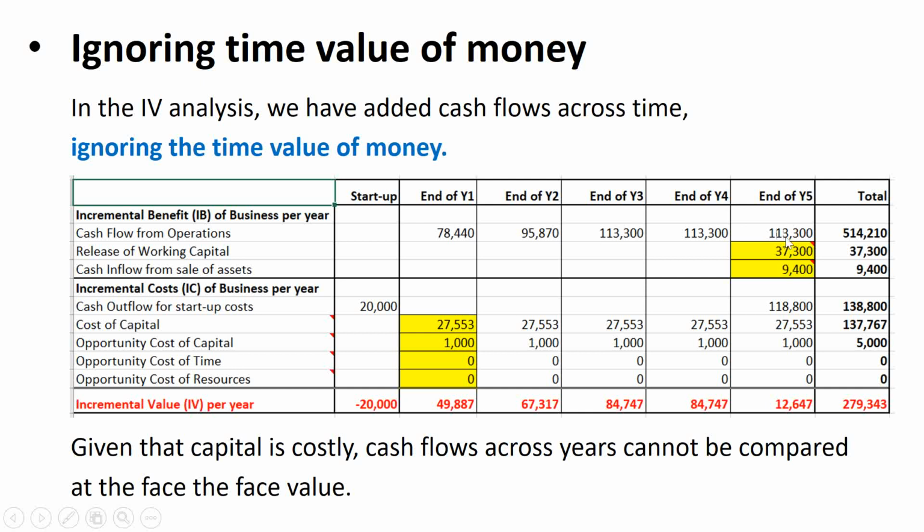Because if the money comes here, then, well, you got to pay all these interest and then pay this debt off, right? So when there is cost of capital, the money that comes earlier is more valuable than money that comes later. So we have to find a way to deal with this thing, because currently this calculation ignores the time value of money.